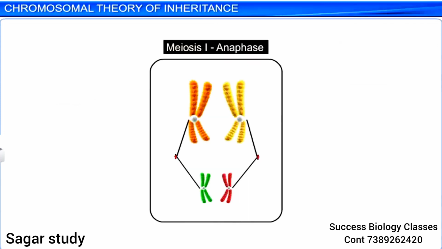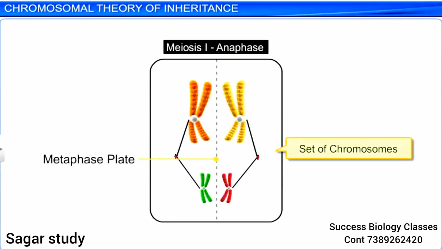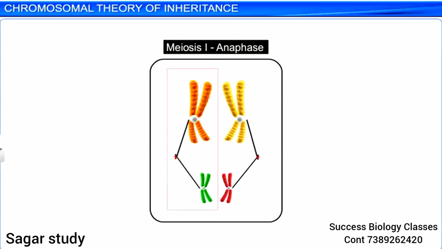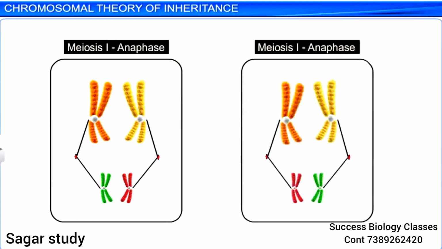Let's now study the behavior of chromosomes during cell division. In the anaphase stage of meiosis I, a set of chromosomes aligns along the metaphase plate. Here, you can see a long orange and a short green chromosome, as well as a long yellow and a short red chromosome aligned at the same pole. Now, consider another set of chromosomes aligned along the metaphase plate during the anaphase stage of meiosis I. Here, there is a long orange and a short red chromosome and a long yellow and a short green chromosome arranged at the same pole.